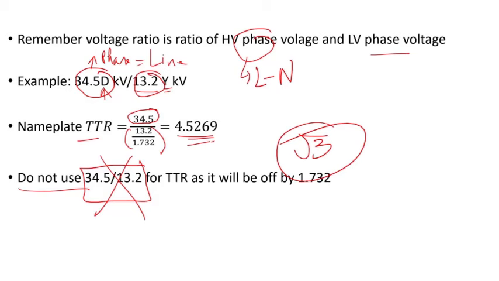If you get in the habit of using phase voltage, then you will never make this mistake. But if you use the line-to-line voltages, that will only be correct when you have grounded Y on the high side, grounded Y on the low voltage, or you have delta on the high side, delta on the low voltage. But to be consistent and you don't have to worry about it, just use phase voltage, line to neutral if you have a Y.